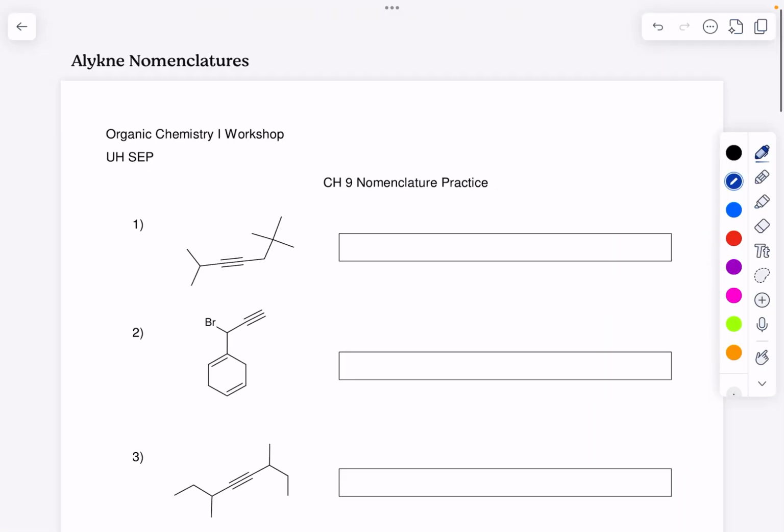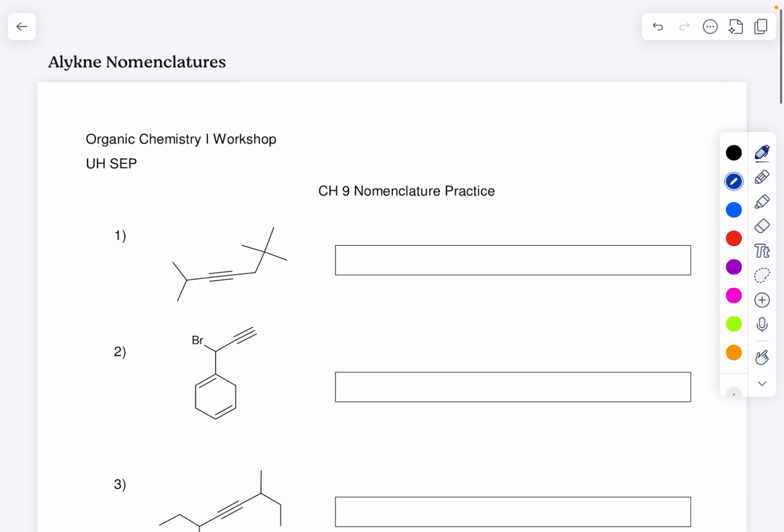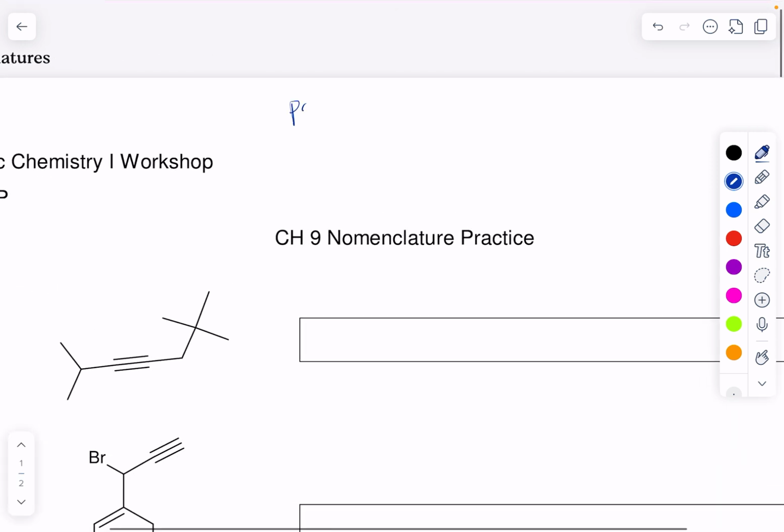Alrighty, guys, I'm gonna do a quick little review video because we won't have time to go over this in workshop. Alkyne nomenclature is honestly very simple. It's nothing major, but I just wanted y'all to have a video to reference. The key thing is going to be the parent name.